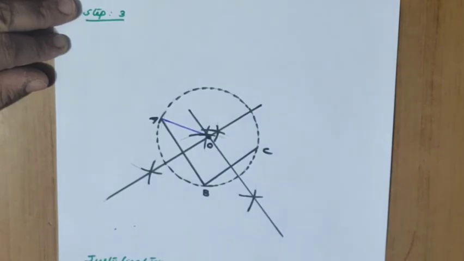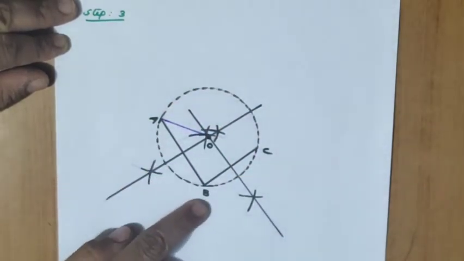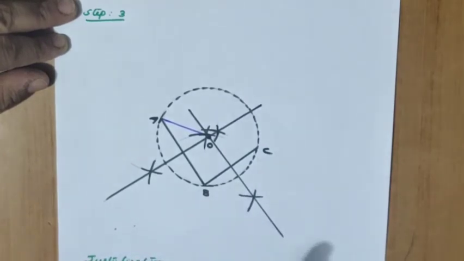So how many circles did we get? We got only one circle. How many points are given? 3 non-collinear points. Now how to justify is the question. So here I'll do the justification.